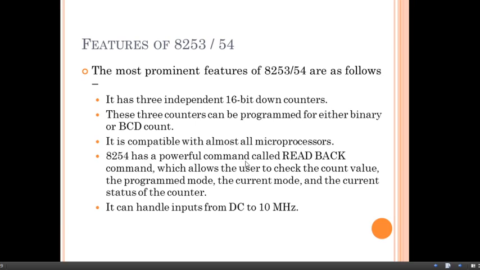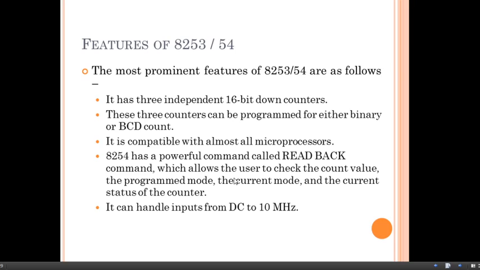8254 has a powerful command called readback command, which allows the user to check the count value, the programmed mode, the current mode, and the current status of the counter. So with the help of this readback command, the user is able to check how much is the count value, which programming mode is selected, what is the current mode, and the current status of the counter. This information can be checked with the help of this readback command, which is available in 8254, and it can handle inputs from DC to 10 megahertz. So these are some features of 8254.